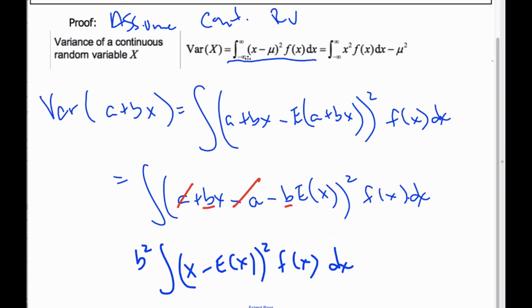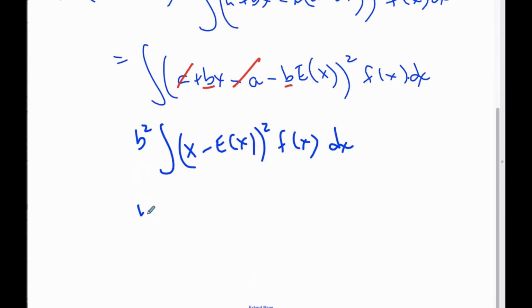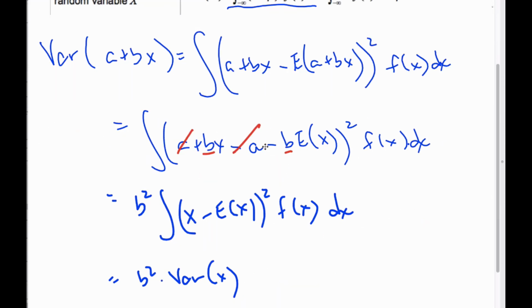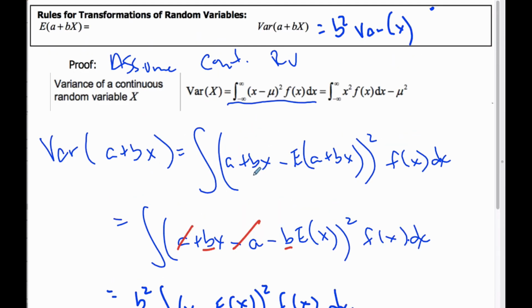Well, this is simply the variance of x. So it's b squared times the variance of x. And so I can see that this a value goes away, and it's simply b squared times the variance of x. Now, these are proofs that you should be able to do something similar to, for these kinds of proofs and these ideas.